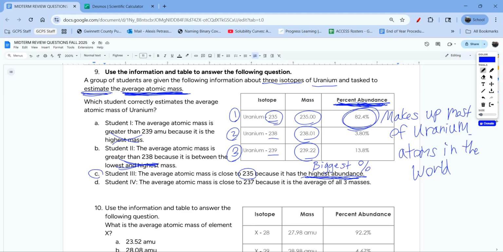Now let's look at D, because I bet you if this were a question on the midterm, half of you would pick D. And please don't do that. Student 4, the average atomic mass is close to 237 because it is the average of all 3 masses. When we do that, we're not getting average like in math. We're trying to use percent and mass to find which one we see the most. So please don't get tricked by that.